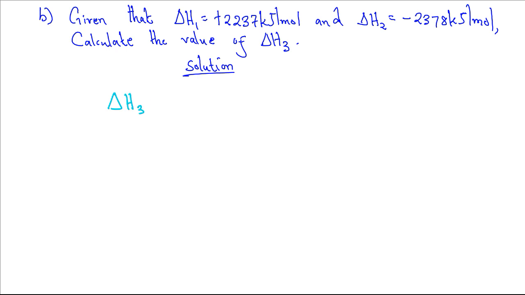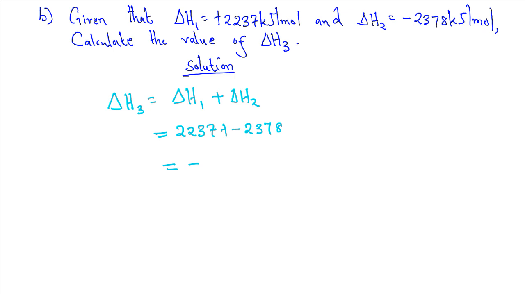Recall delta H3 is delta H1 plus delta H2. That is, enthalpy of solution is that of lattice plus hydration. That is giving 2237 plus minus 2378. That gives negative 141 kilojoule per mole.